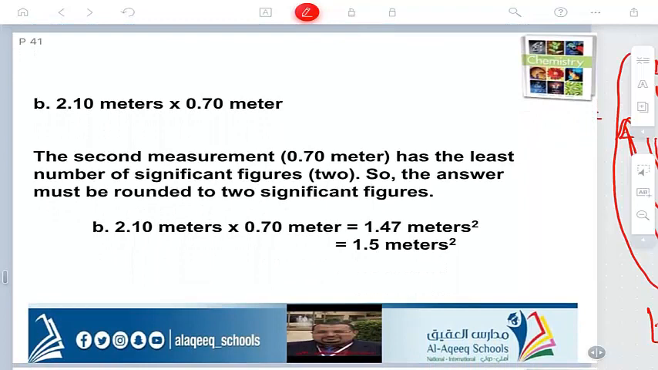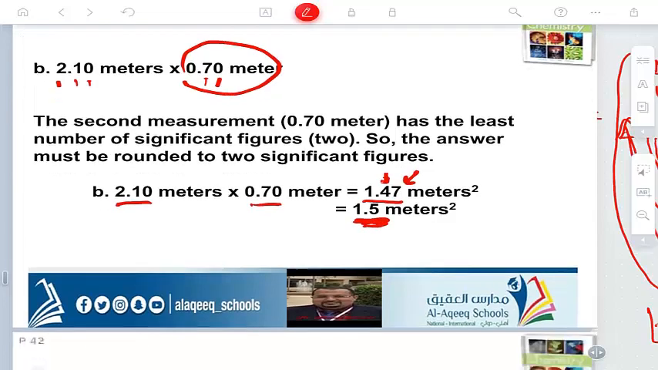2.10 has how many significant figures? 1, 2, 3. How many here? 1, 2 only. So the answer must be 2 significant figures only. Let's try. Make the multiplication, and you'll find the answer is like this. Here 3 significant, but it must be 2. So round the 4 into 5 because beside it is 7. Now 1.5 is the answer.